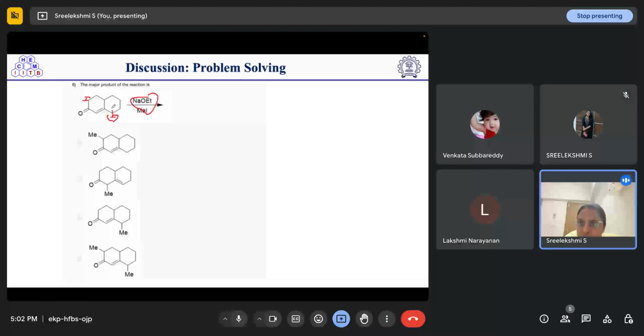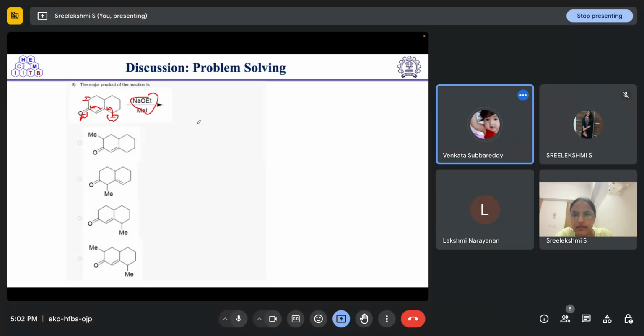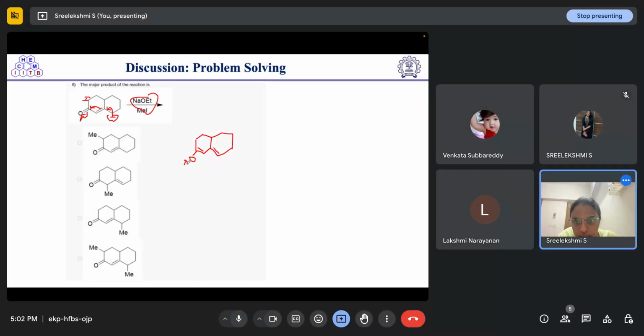So what will happen is that there is a possibility of this extended conjugation. This will go here, this will go here, and this will go here. So whatever intermediate is forming first, this double bond will go here, this double bond will come here, and here this O minus will be generated. And then what will be happening? Methylation, where will it attack?